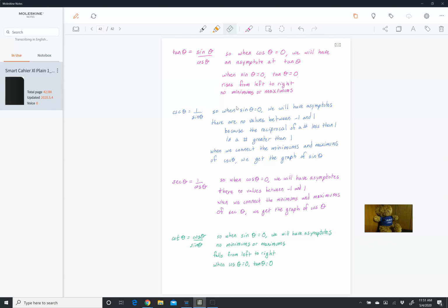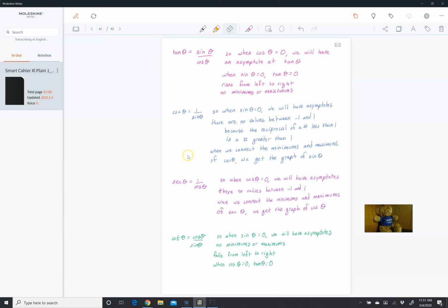So you look at asymptotes. You look at where the asymptotes are located. Now you can also look at, how do we distinguish between cosecant and secant? Well, cosecant, when you connect the minimums and maximums, you get sine of theta. Secant, when you connect the minimums and the maximums, you get cosine of theta. What's something else that we could see? Well, we have asymptotes when cosine of theta equals 0.